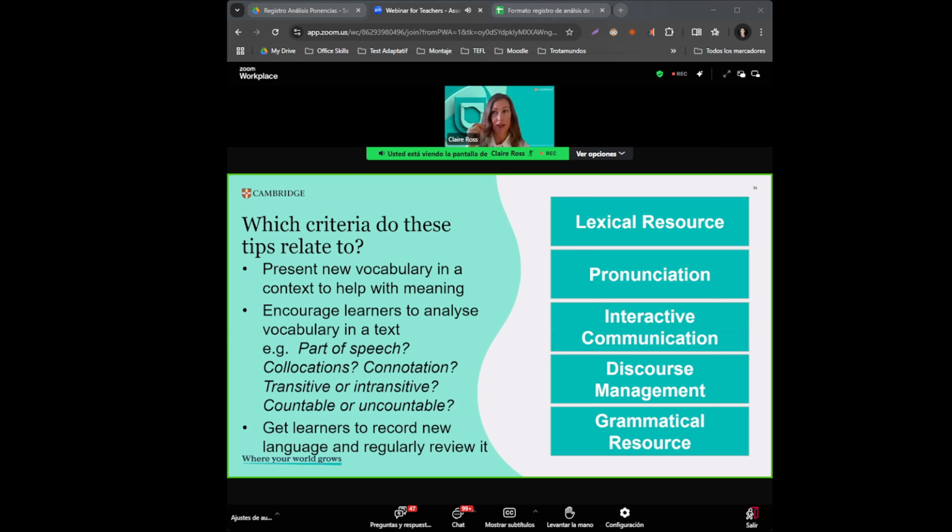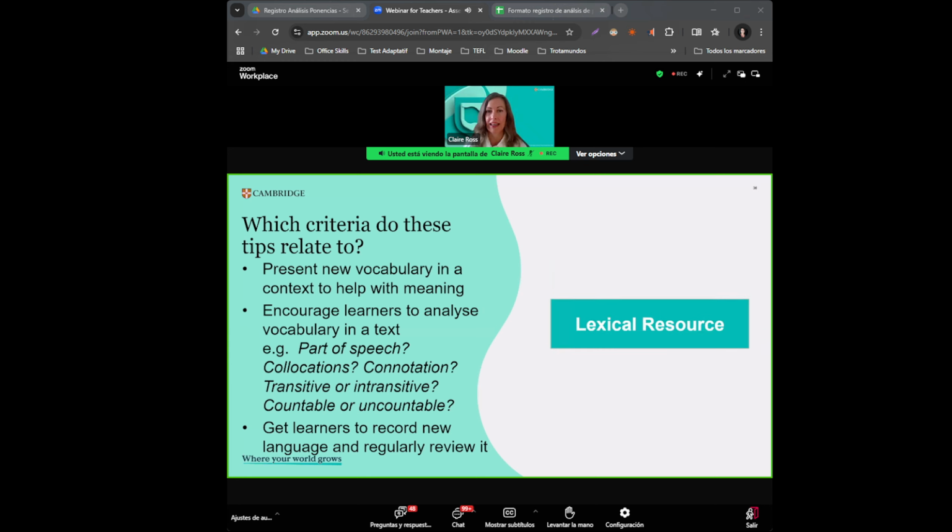So these are tips for you. If you present new vocabulary in a context, it will help your learners develop this. The clue there is the word vocabulary, I think, written throughout the tips. So it's about analysing vocabulary. I sometimes call it mining a text, really digging out some of the lovely vocabulary in listening or reading. And of course, the last one, recording and reviewing vocabulary, is really important so that this can move from receptive use to productive use.